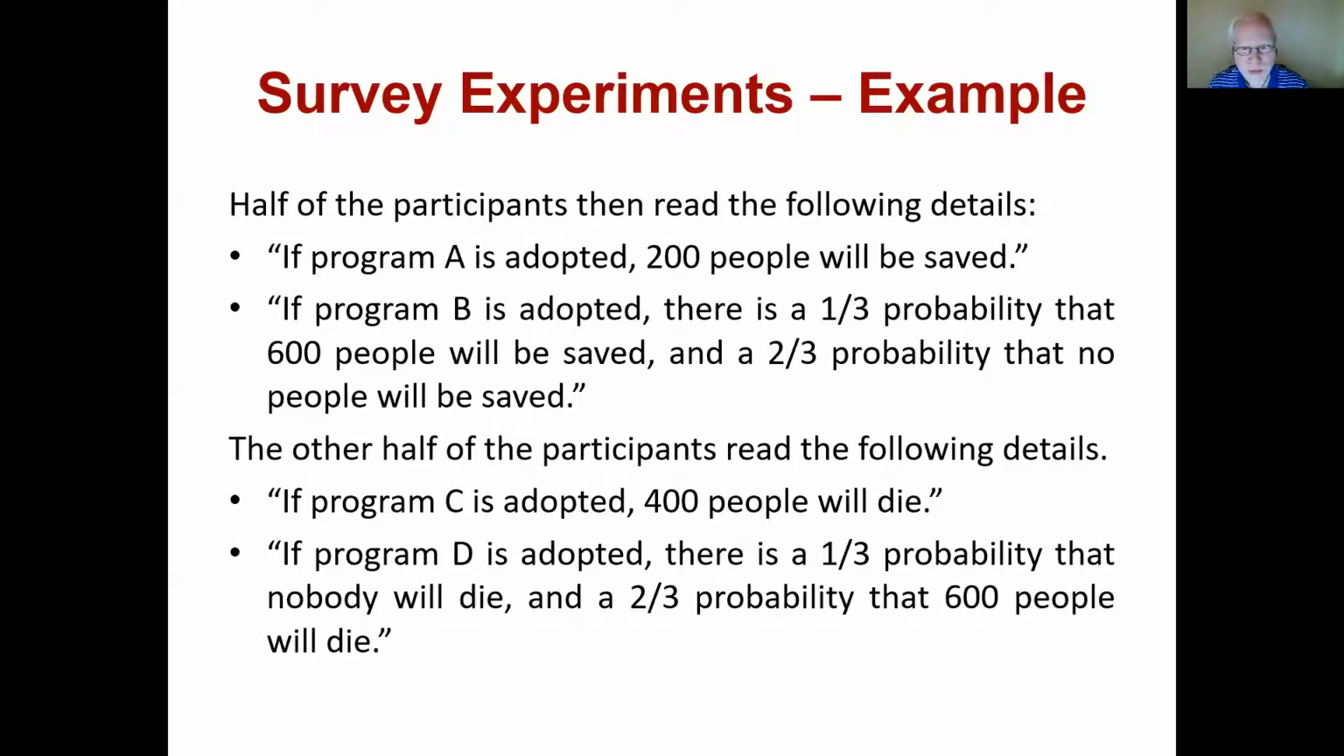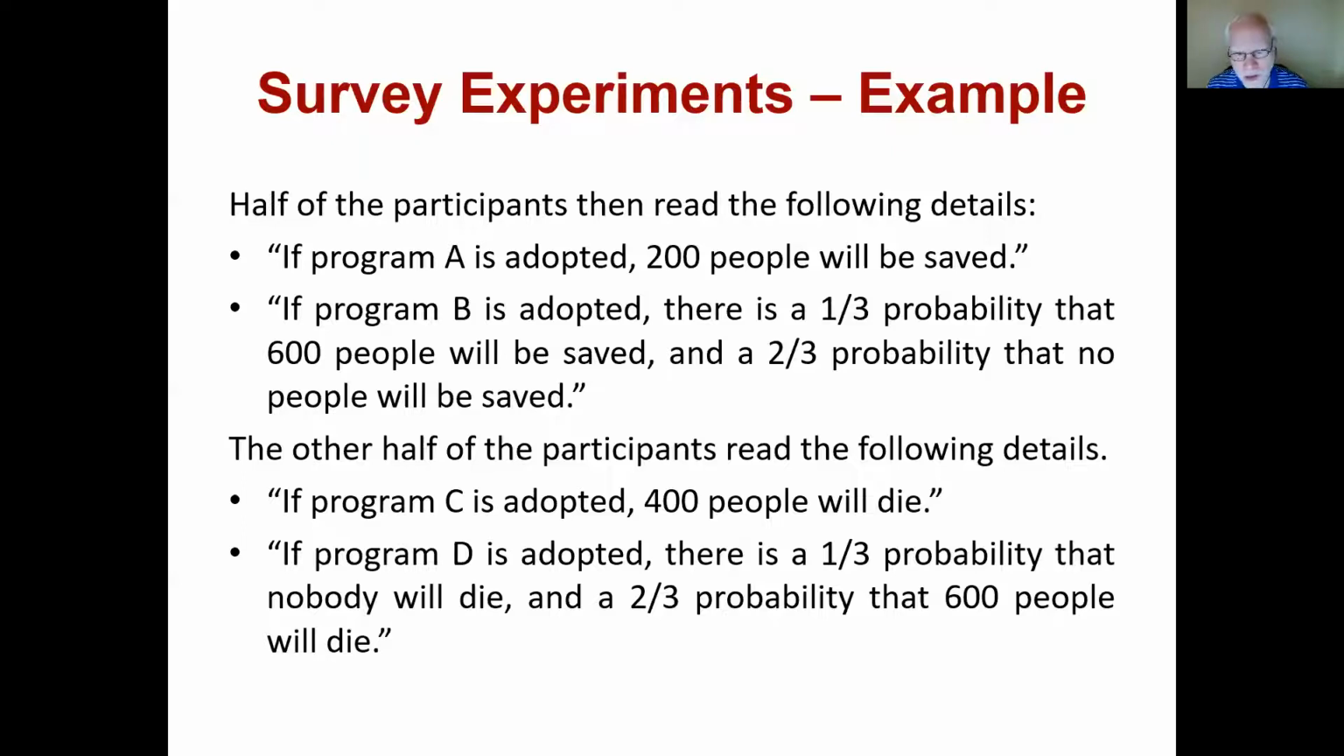So half the participants read the following details. There are two different programs that they can choose from. For half of them, they read about program A and program B. If program A is adopted, 200 people will be saved. If program B is adopted, there's a 1/3 probability that 600 people will be saved, and a 2/3 probability that no people will be saved.